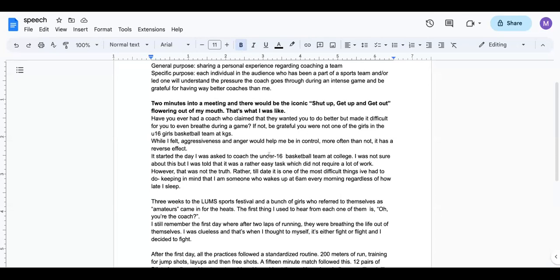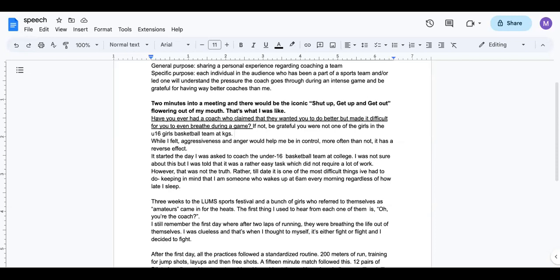I wrote, have you ever had a coach who claimed that they wanted you to be better but made it difficult for you to even breathe during a game? If not, be grateful you are not one of the girls in the under 16s girls basketball team at KGS. So how did I relate to them? I asked them a question, even though it is a rhetorical question, but there is a question, okay? And that is my relating to the audience, that I am very directly asking them if they've ever had a coach who made it difficult for them to breathe during a game. They were so scary that it made it difficult for them to breathe. So that's me relating to the audience over here.